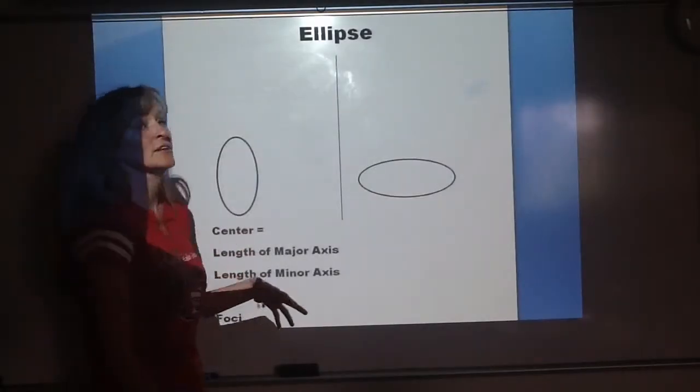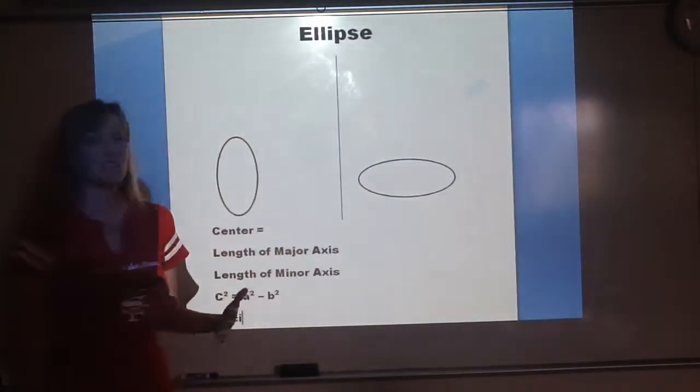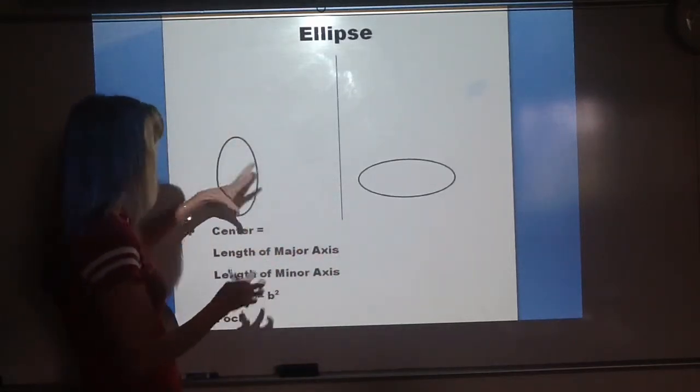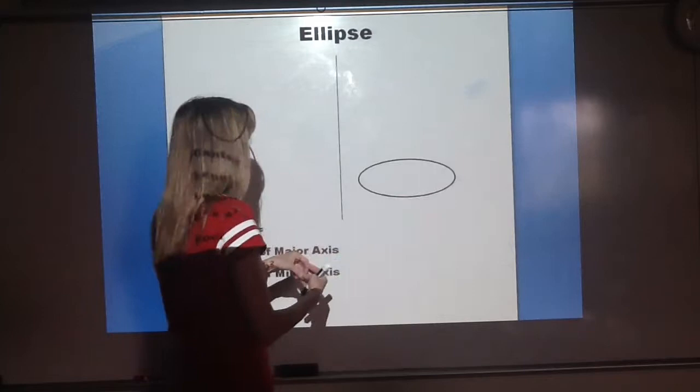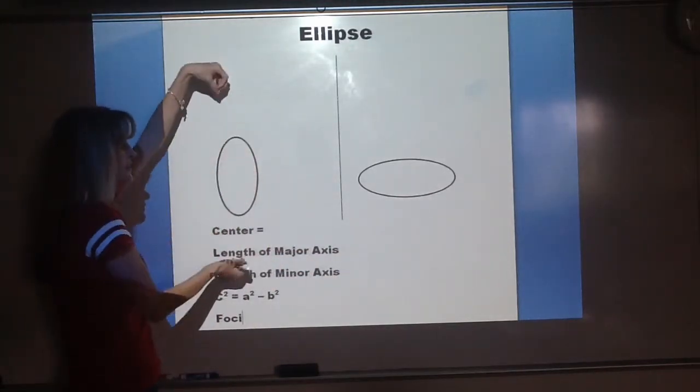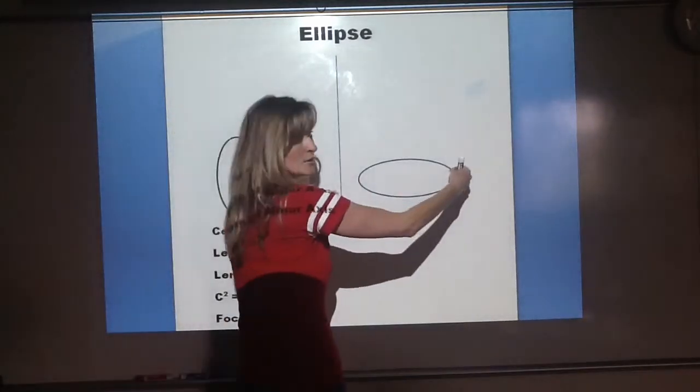About the basics of an ellipse. It's another type of conic section. It has an h and a k as its center. Of course, you can look at these and these are oblong, they're oval. They're long either vertically or horizontally.